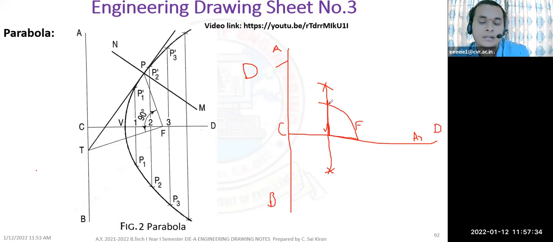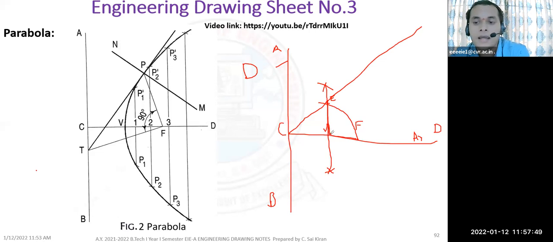Suppose the arc is intersecting at this point. Mark the point as capital letter E and extend this line, and extend this line. And this is the vertex. And from the vertex only the curve starts.